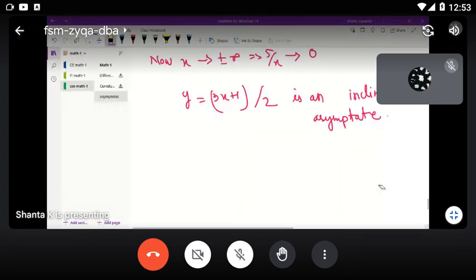So just remember this. The graph of a given curve may intersect a horizontal or inclined asymptote.